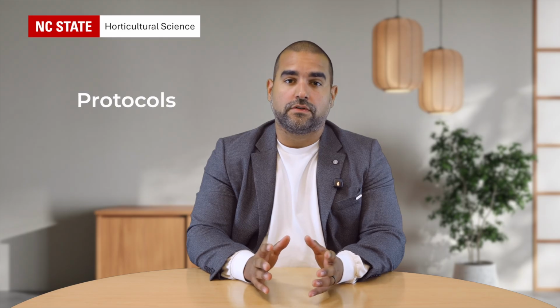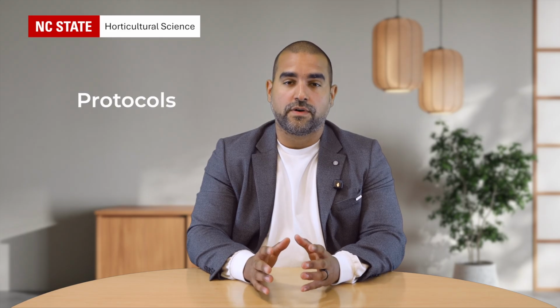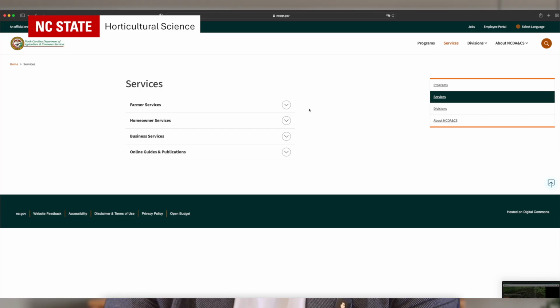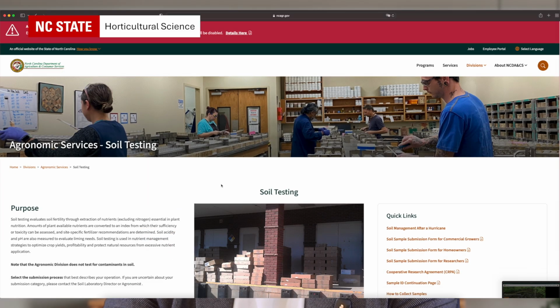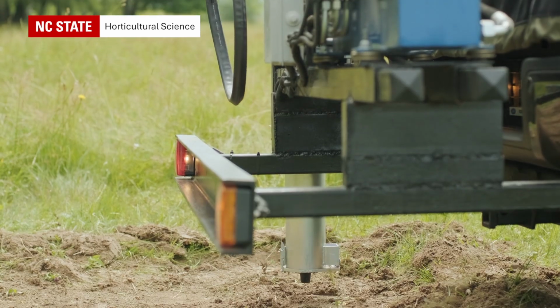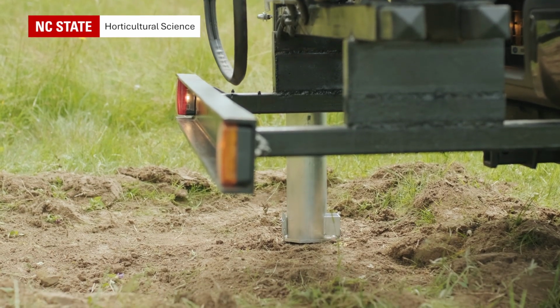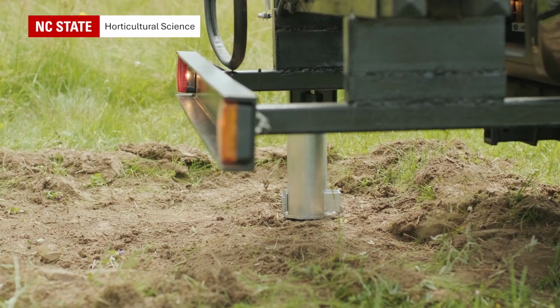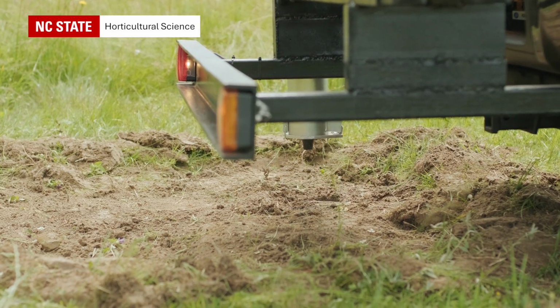There are already protocols in place for you to follow. And if you want to know more about this, go to our North Carolina Department of Agriculture and Consumer Services and follow the steps that they provide for you. But in summary, what you want to try to do is get an idea of what is happening in the depth of soil where the roots are going to be uptaking the nutrients.